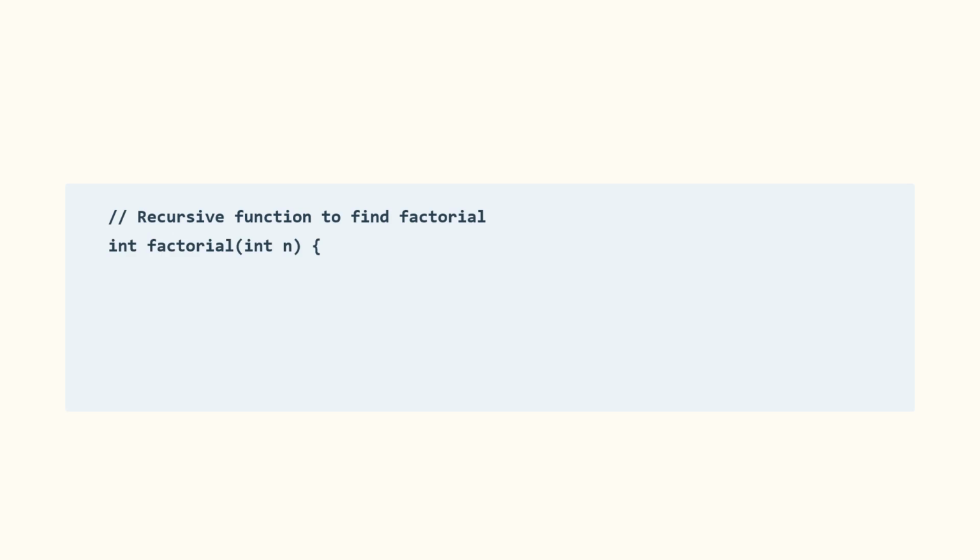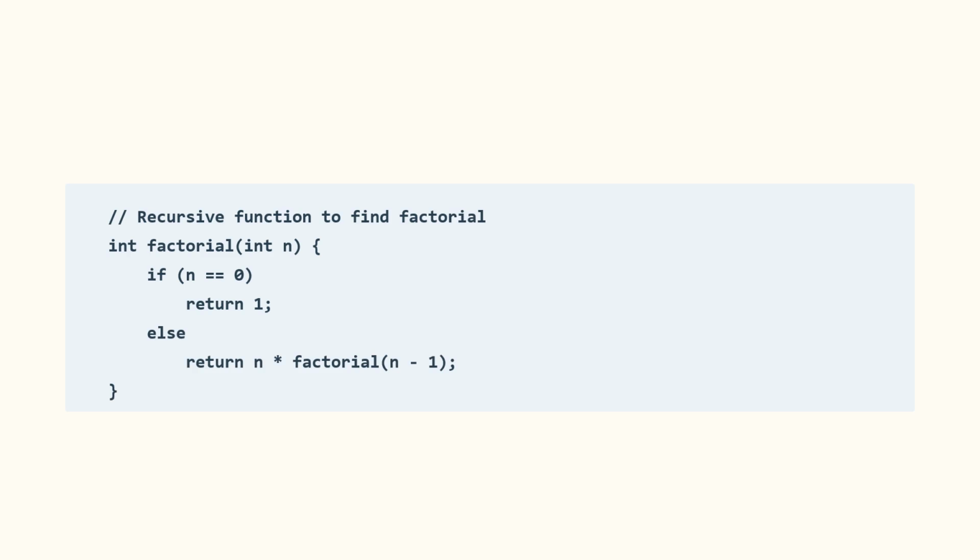int factorial(int n). This declares a function named factorial that takes an integer n and returns an integer. If n is equal to 0, return 1. The function first checks if n is 0. This is the base case of recursion. The factorial of 0 is defined as 1. When n equals 0, the function returns 1 immediately, without making any further recursive calls.